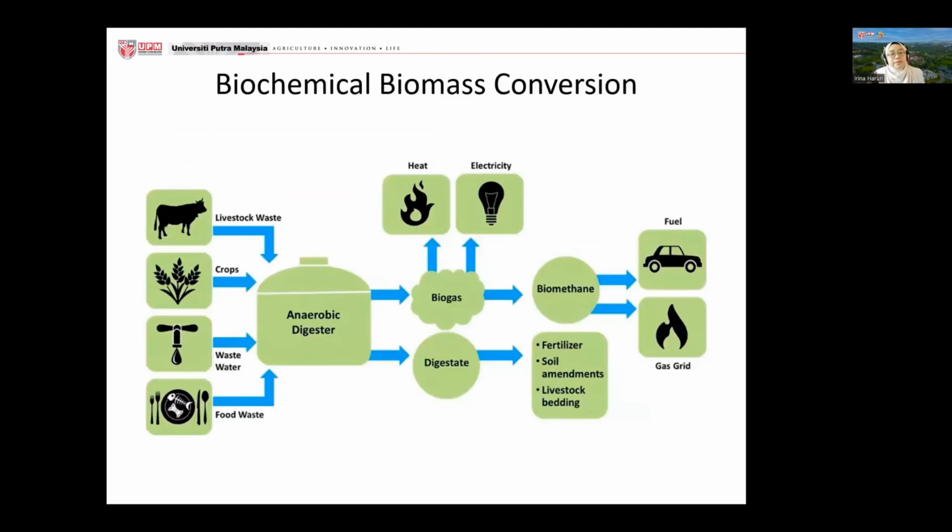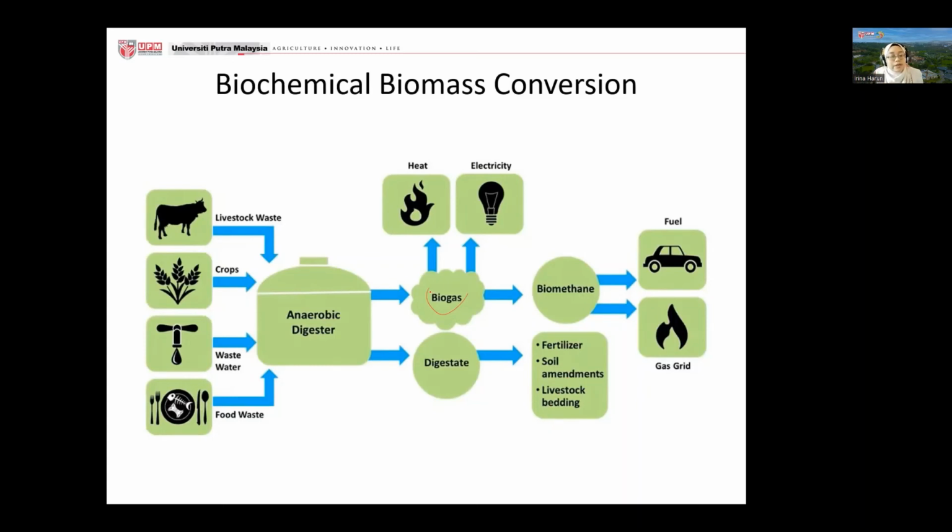Now, the biochemical biomass conversion. One example is anaerobic digestion, where you put in different types of waste and you have the microbes inside the digester. It will digest the biomass, producing biogas. This is the gas form. The liquid form is called digestate, and the digestate is actually very useful as fertilizer, soil amendments, and livestock bedding. So it can be further used.